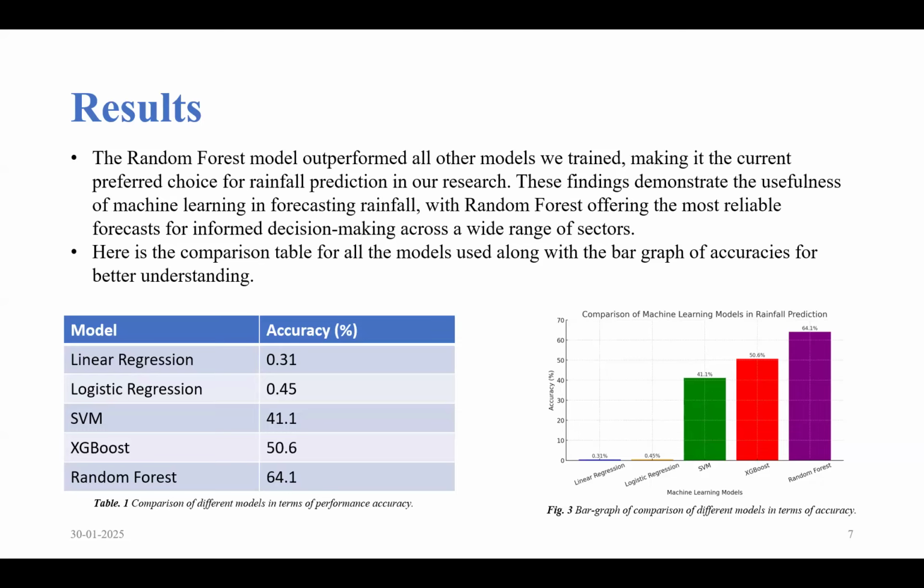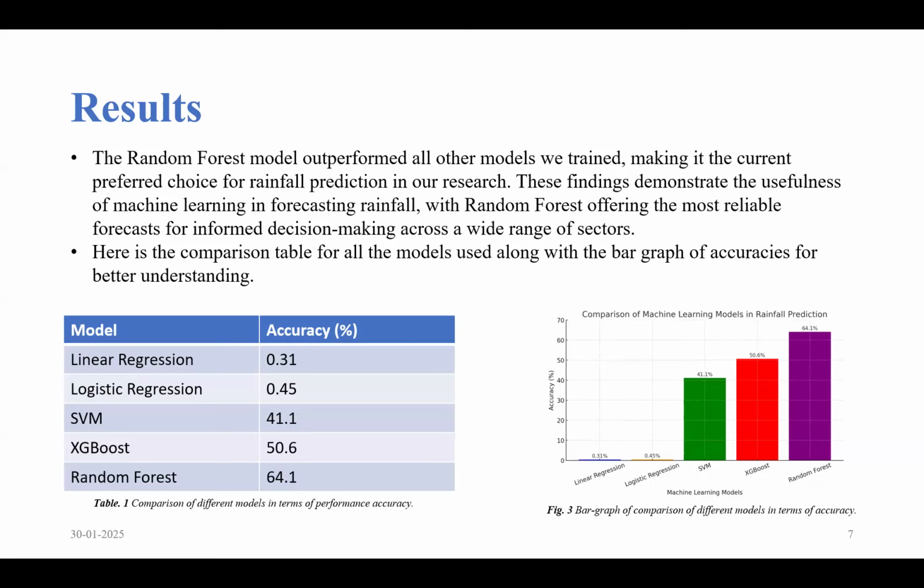Following that is XGBoost, which gets 50.6%, the second best accuracy which we have got. It uses gradient boosting to improve the accuracy over time. It works better than SVM and logistic regression, but it is slightly prone to overfitting. That's why its accuracy is lower than random forest.